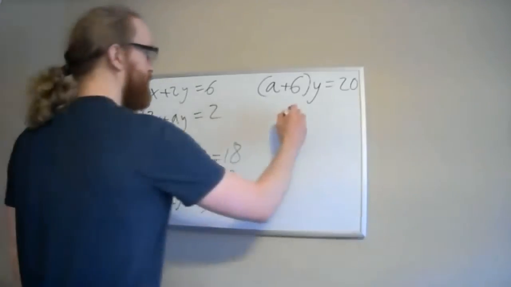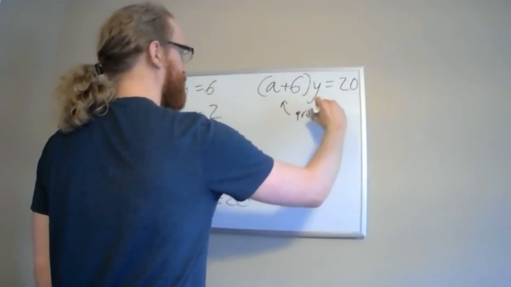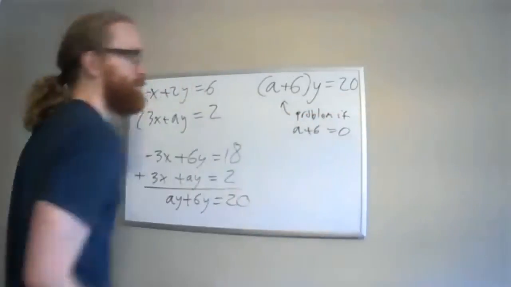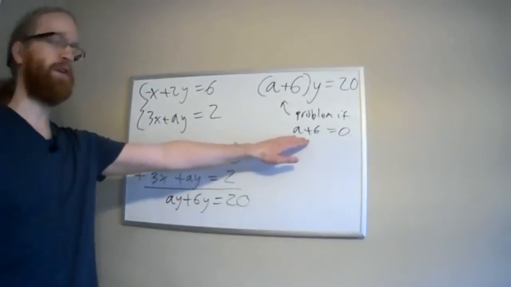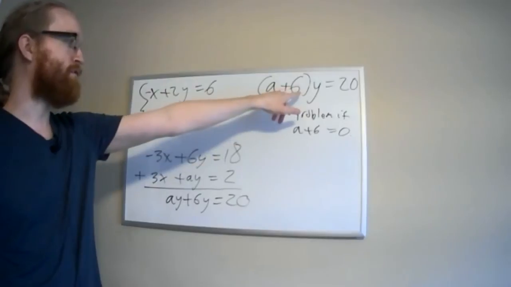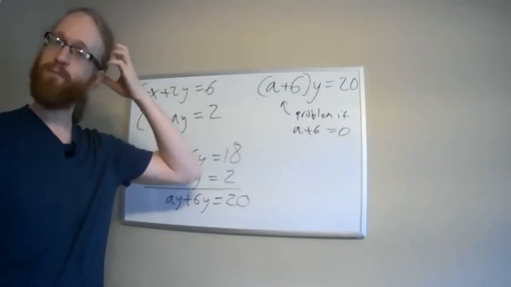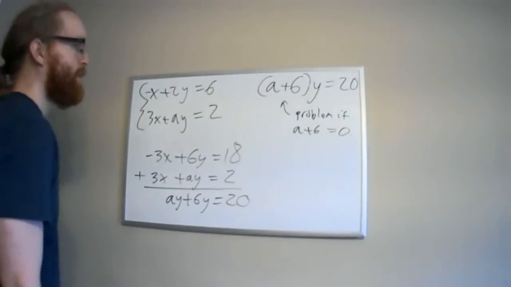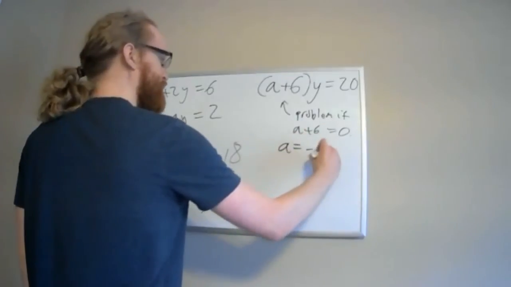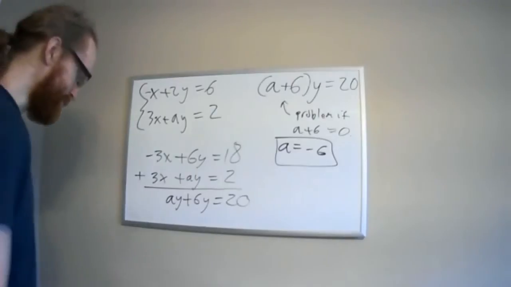So the problem would be, there's a problem if a plus 6 equals 0. This is where things will be an issue. Because if it's 0, then this left-hand side will be 0, and it will say 0 equals 20, which doesn't make any sense. So we can't solve it. So when does a plus 6 equal 0? Well, that's, of course, when a equals negative 6. So the magic value is a equals negative 6.